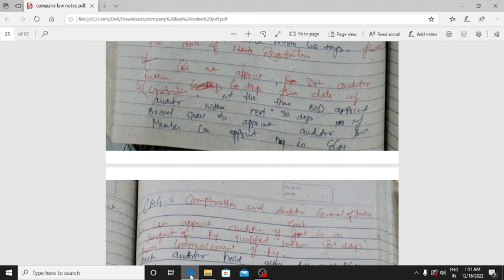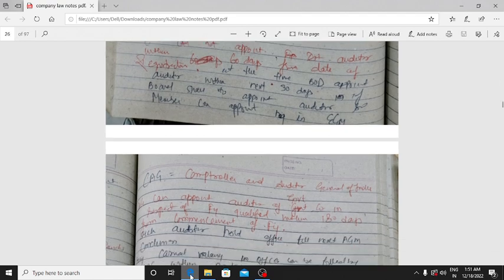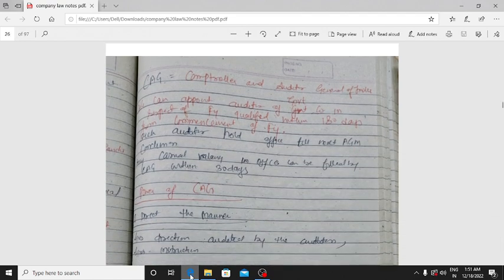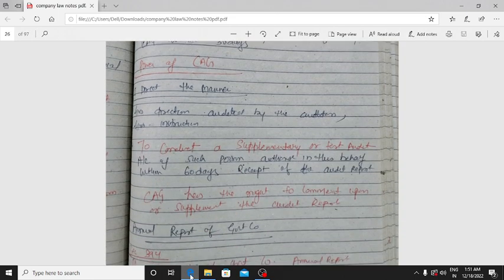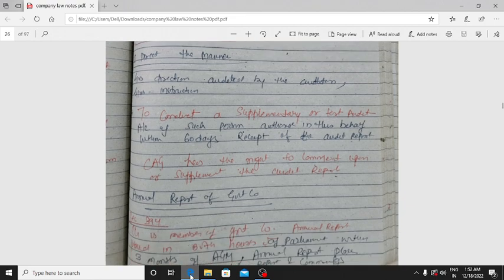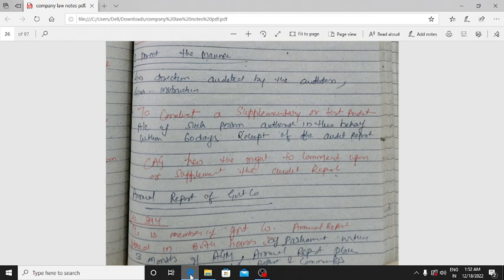Members can appoint the auditor in the AGM. If in any case the CAG does not appoint an auditor within 90 days, then according to law, if the company justifies it, the ROC gives some next 30 days also to appoint an auditor in the AGM. Regarding the power of the CAG, he can give directions and orders, and conduct a supplementary or test audit.